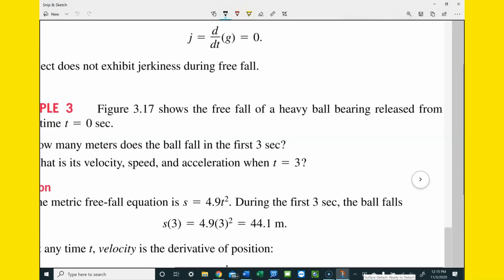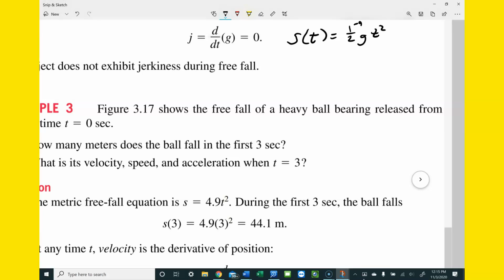All right. Since we're dealing in meters, we're going to deal with this equation, the position s of t is equal to 1/2 g t squared, where g is negative 9.8. So s of t then is going to be negative 4.9 t squared. So then v of t is going to be the derivative of that. You take the 2, you move it down front, and then it becomes negative 9.8 t to the first.